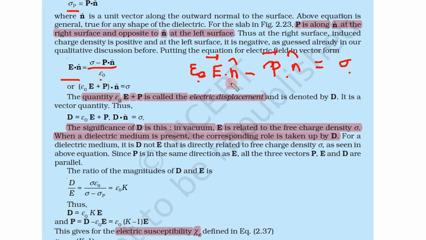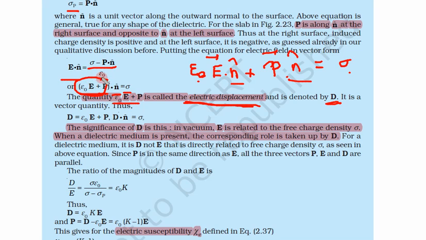So let us take unit vector n common. So epsilon naught E plus P, sorry, this goes this side, this becomes positive, plus P into unit vector n is equal to sigma. So the quantity epsilon naught E plus P is called dielectric or electric displacement. Sometimes it is called dielectric displacement, electric displacement, and it is denoted by D. Okay, so this thing is called electric displacement.